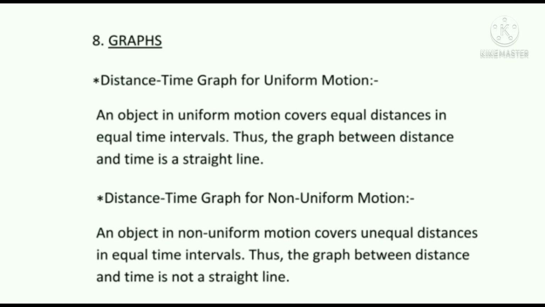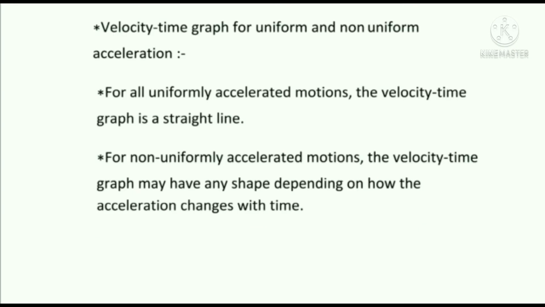Graphs. Distance time graph for uniform motion. An object in uniform motion covers equal distances in equal time intervals. Thus the graph between distance and time is a straight line. Distance time graph for non-uniform motion. An object in non-uniform motion covers unequal distances in equal time intervals. Thus the graph between distance and time is not a straight line.